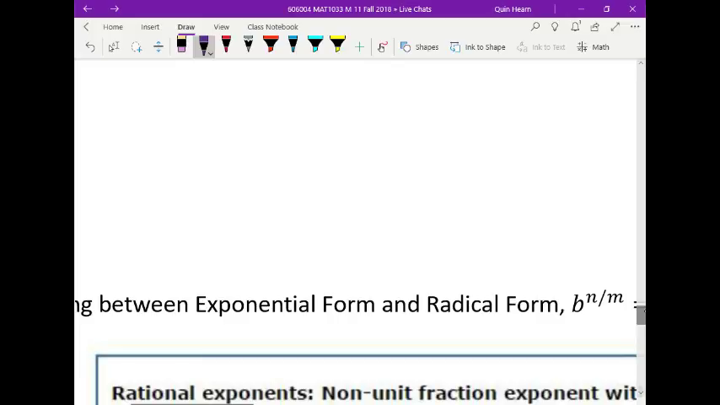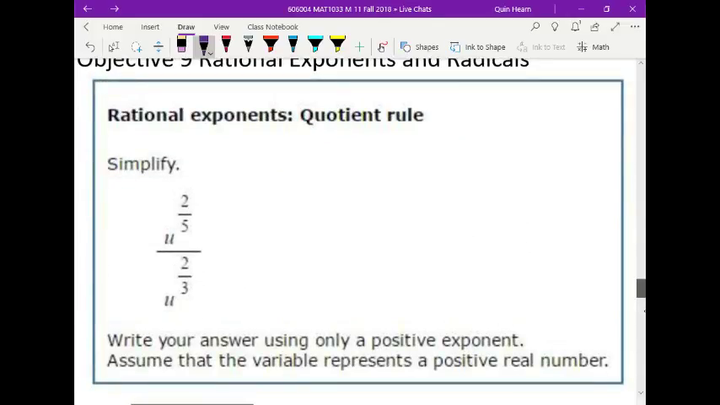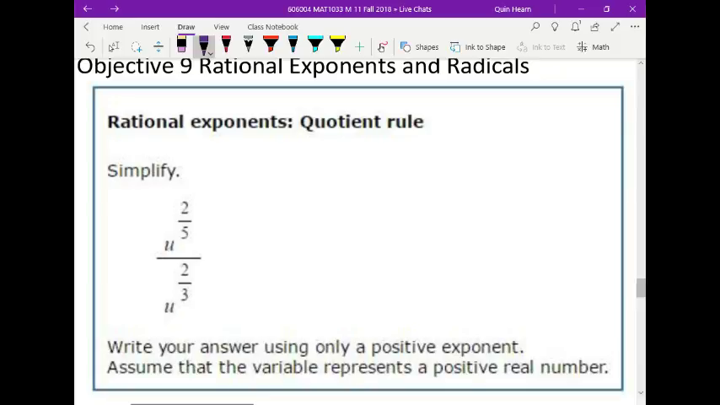Okay, now, one more. So maybe try this one at home.